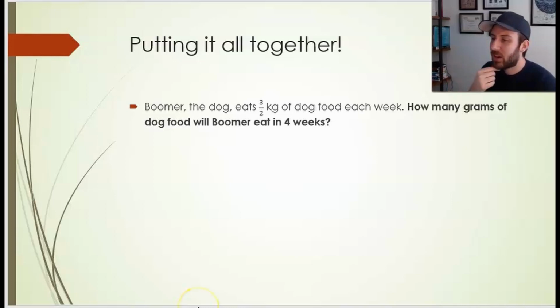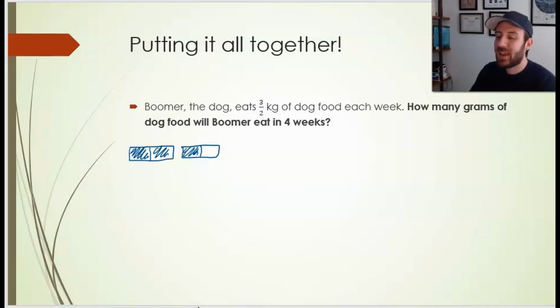So let's start off with the fact that it says Boomer the dog eats 3.5 kilograms of food every week, and that we can always draw that if we'd like. So 3 halves would be 1 half, 2 halves, and then another 3 halves. So maybe I'll make 2 wholes that I split into half. That'll be 1 half, 2 halves, 3 halves. That works out just fine. And the blank space is something that has not been eaten yet. And that's every single week.